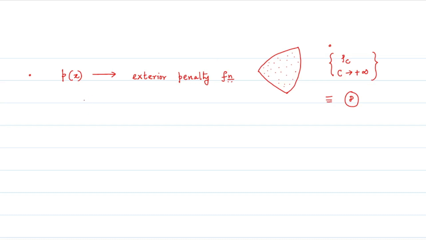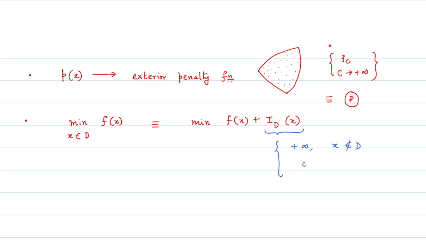And you know, this idea of incorporating a penalty function and reformulating a given constrained optimization problem into an unconstrained optimization problem is done just by the simple observation that a constrained optimization problem, minimization of f(x) subject to x belonging to a constraint set, say capital D, can be equivalently posed as the unconstrained optimization problem, minimization of f(x) plus the indicator function I_D(x), where this indicator function is defined as positive infinity when x is not inside D, and it is equal to 0 when x belongs to capital D.